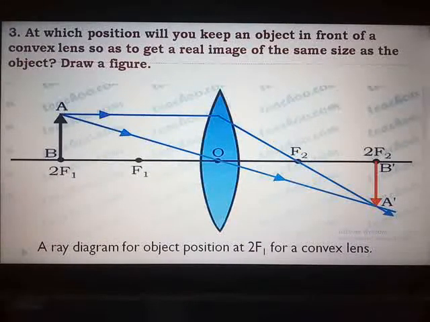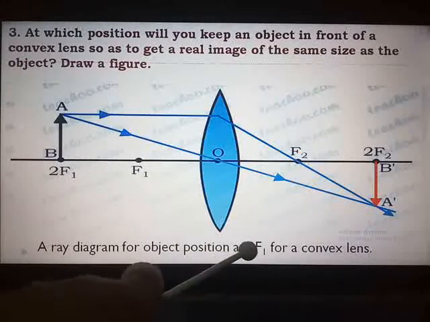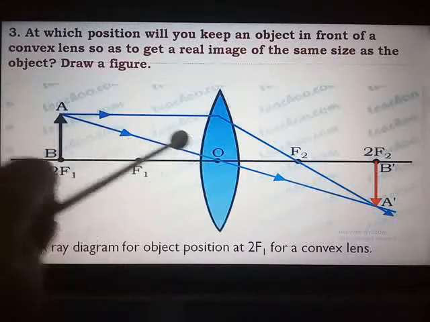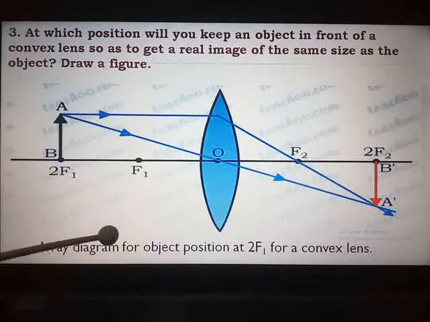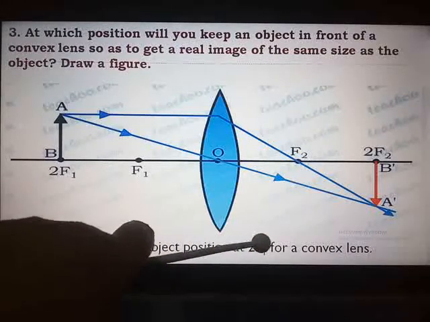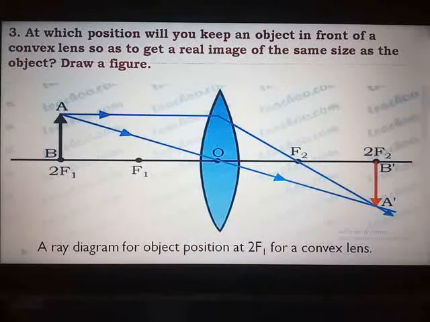So if you look at the chart, to get the image of the same size, you have to position the object at 2f1. So accordingly, you have to draw the diagram, a ray diagram for object position at 2f1 for a convex lens, so that you get the image of the same size as the object. You have to draw the ray diagram in the notebook. Not only for this, all the other positions of the object you have to be prepared with the ray diagrams.